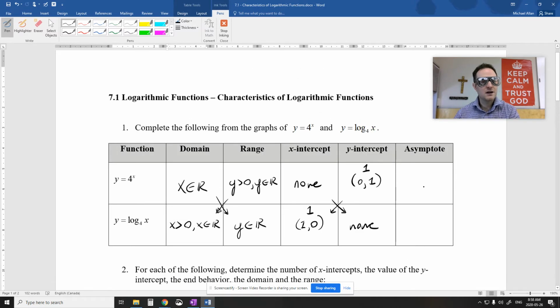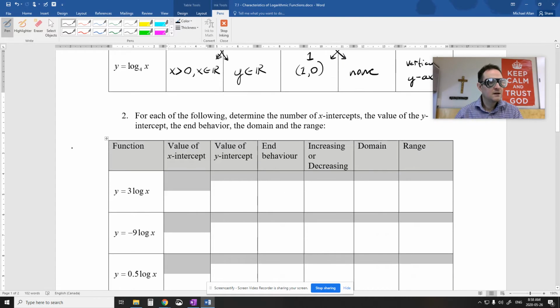Asymptotes here, we don't really talk too much about asymptotes, but there is a horizontal asymptote at the x-axis. Let me just write that as x-axis. And this one has a vertical, because it used to be horizontal, then when it reflected or switched, it went vertical on the y-axis. There you go.